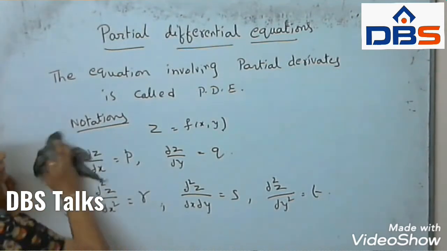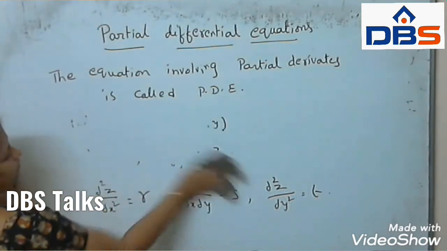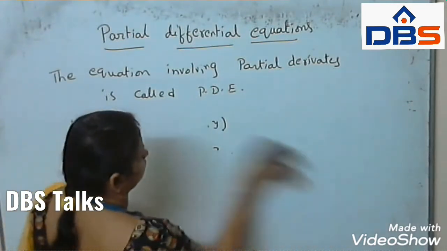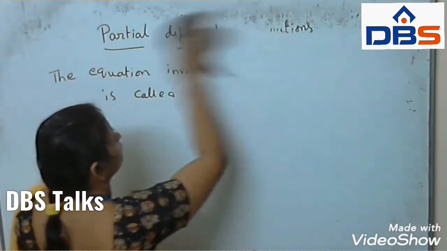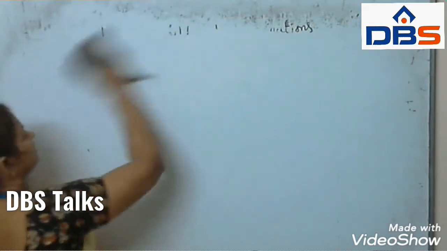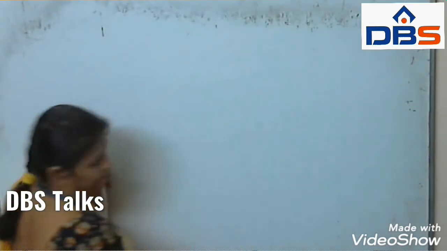Next, what is the first type of partial derivatives? What is the first model of PDE?